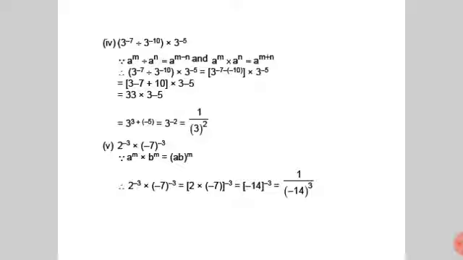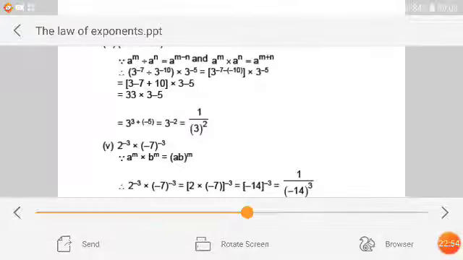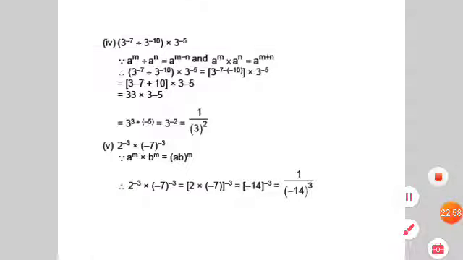2 power minus 3 into minus 7, the whole power minus 3. The law is a power m into b power n, b the whole power m. So 2 into minus 7 the whole power 3. 2 7s are 14, so plus into minus 14 the whole power minus 3. So 1 by minus 14 the whole power 3.